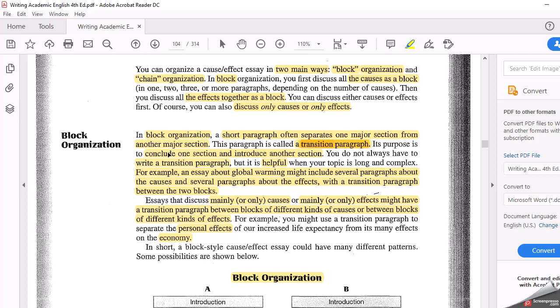Here it means to end. Here it means to finish. Its purpose is to end one section and introduce another section.